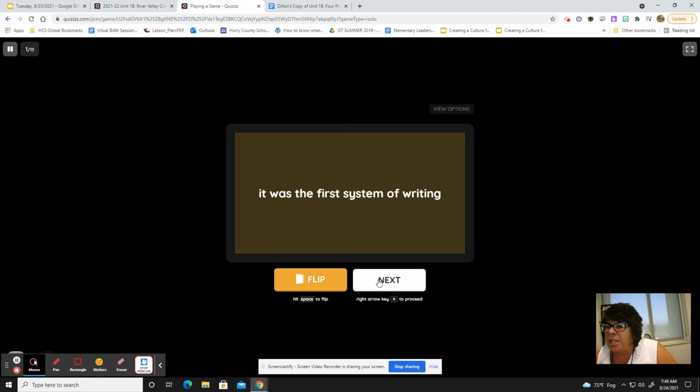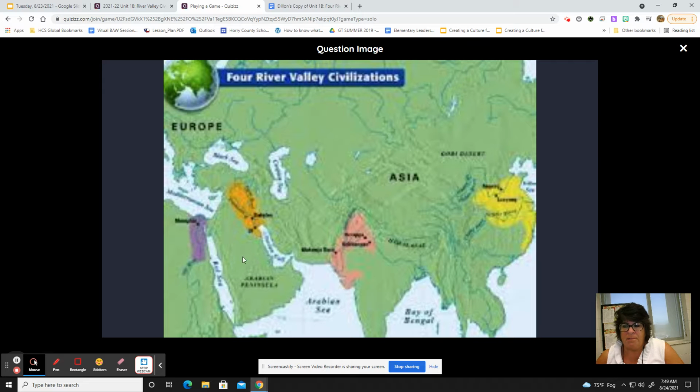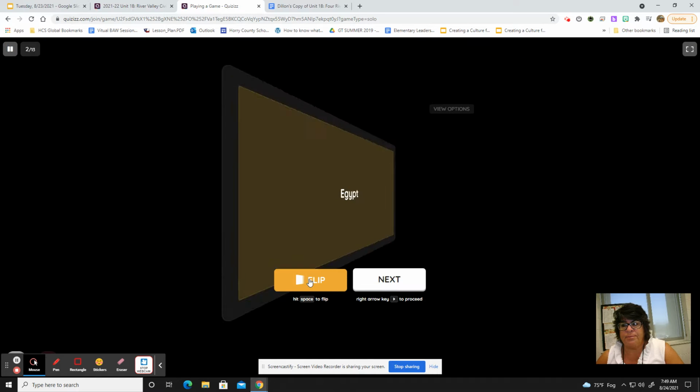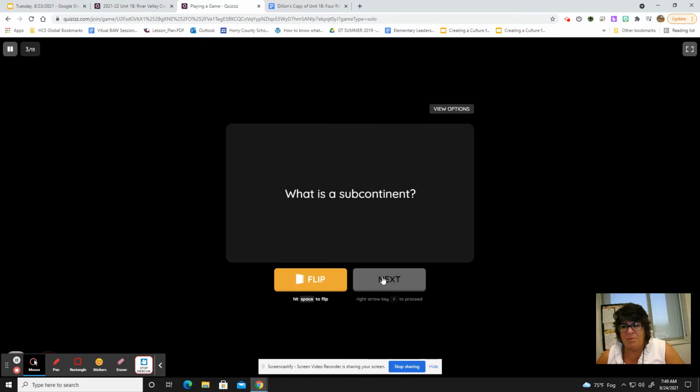Oh, we didn't go over that, but we'll name the river valley civilization shaded in purple on the map. So you might have to click on the map so that you can see. You'll see that it's in Africa and it runs along the Red Sea to the Mediterranean. I believe that is the Nile. In Egypt, very good, okay. Then you go on to the next one.